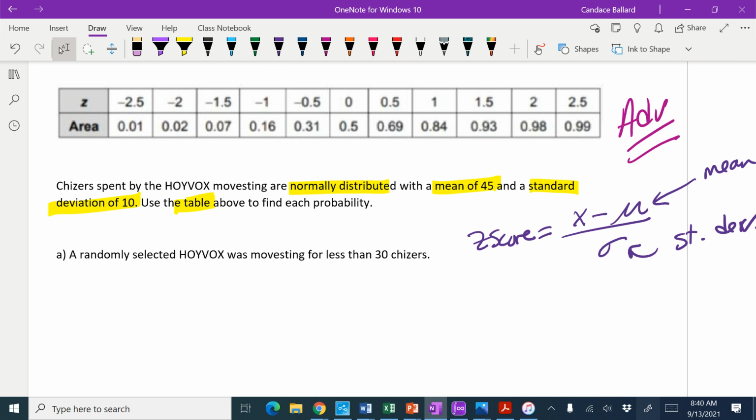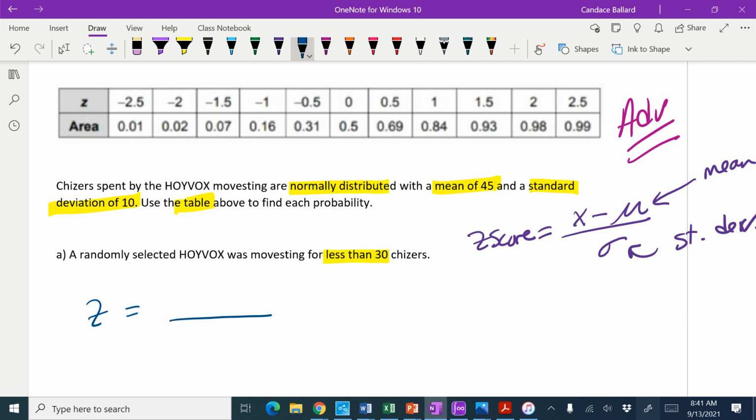Okay. A randomly selected Hooyvox. This was movestine for less than 30 cheesers. What's important? Less than 30 is the only thing that's important in the whole thing, right? Because it was the only thing that wasn't a nonsense word, right? Okay, so the first thing I'm going to do is I'm going to find my z-score.